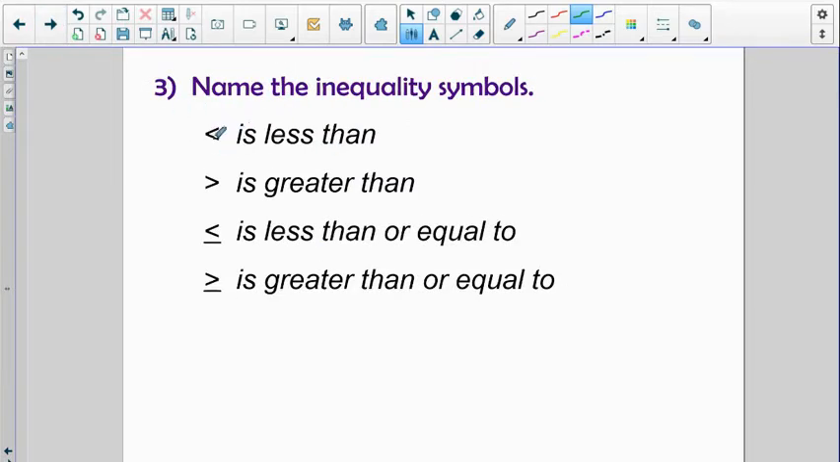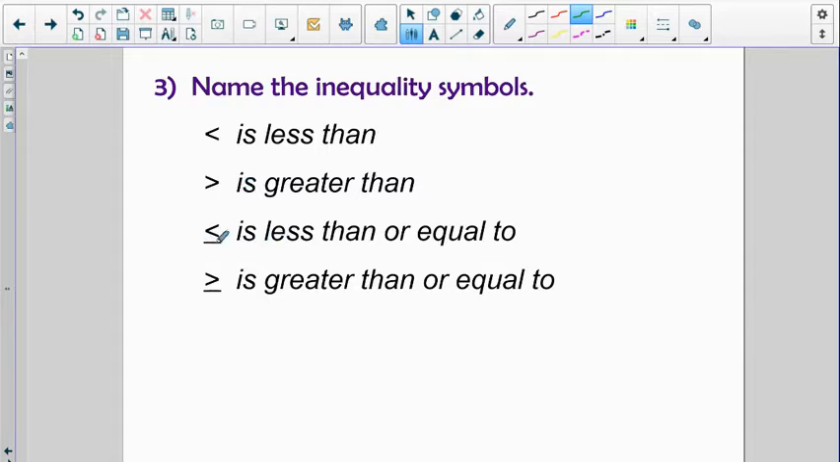The inequality symbols. So when it points to the left, notice the pointy side is on the left-hand side here. That is going to be a less than symbol, meaning the number on the left side is less than the number on the right side. If it is pointing to the right, notice it's pointing like an arrow to the right. That means it's greater than. So we say the number on the left is greater than the number or quantity on the right.